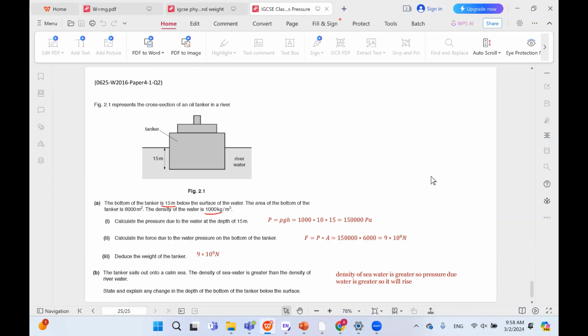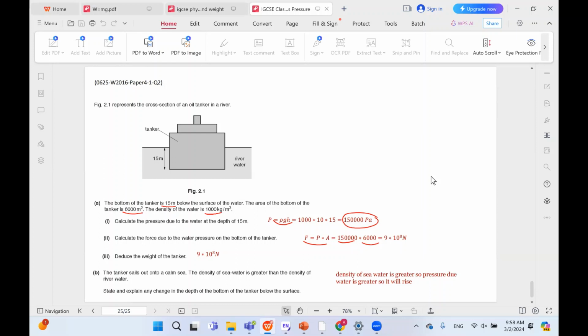Calculate the force. So again, we use F equals PA. You can start to see the pattern. Most of the questions usually require these two rules when we're talking about pressure. And it's pretty much the same idea again. You multiply the pressure that you got here by the area. So the area is already given also in the problem here. The area is given as 6,000 meters squared. So therefore, the force is 9 times 10 to the power of 8.